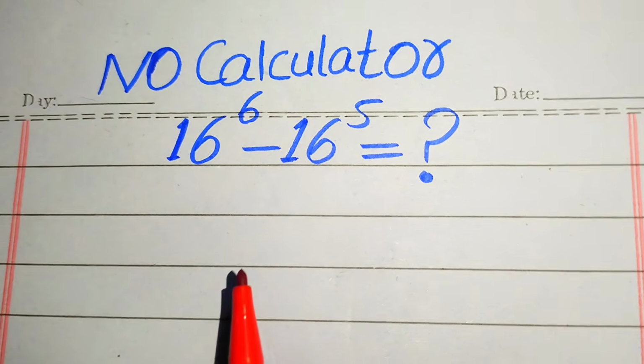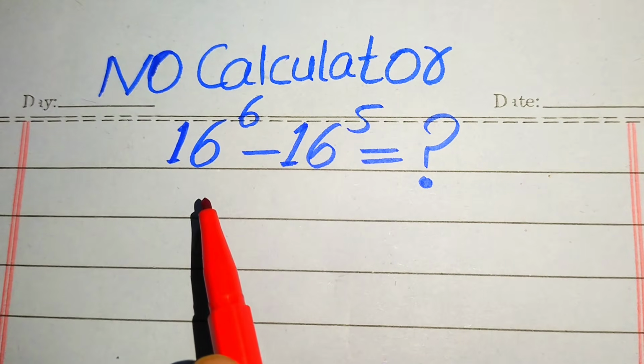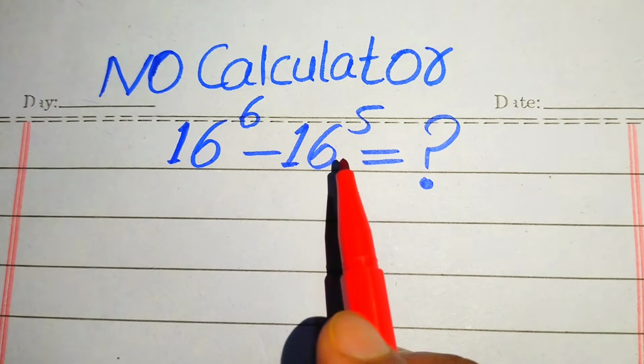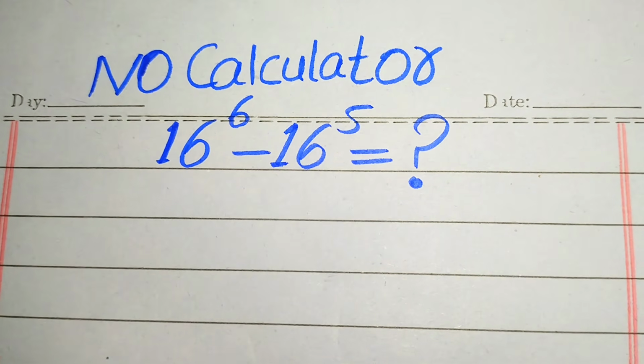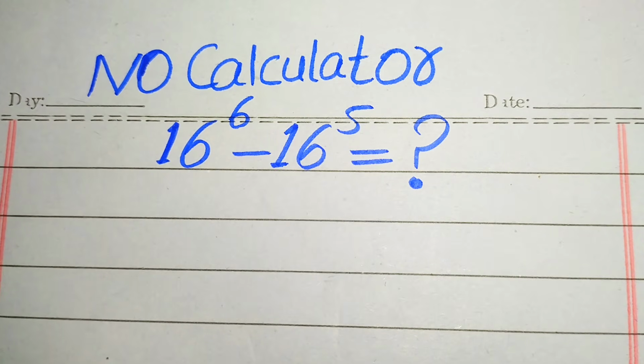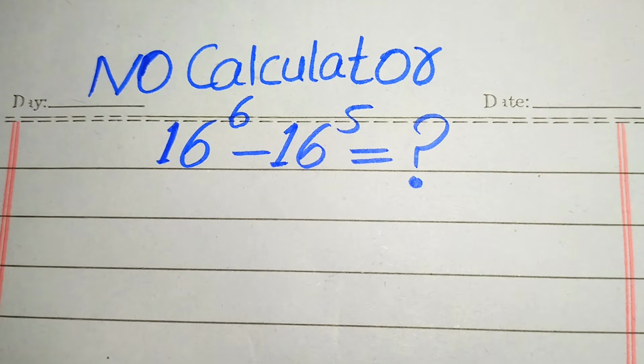Here we have this nice algebraic expression, 16 to the power of 6 minus 16 to the power of 5, and we write this algebraic expression into the simplified form. But remember one thing: a calculator is not allowed in this problem. This means that we need to do all of the working on this paper.